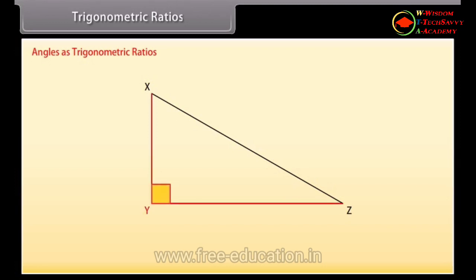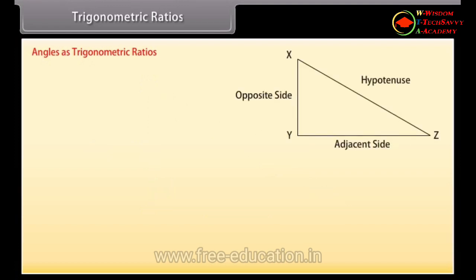Right angled at Y. Angles X and Z are both acute. XY is the side opposite to angle Z. YZ is the side adjacent to angle Z. XZ is the hypotenuse. Let us now express different measures of angle Z as ratios of the sides of triangle XYZ.